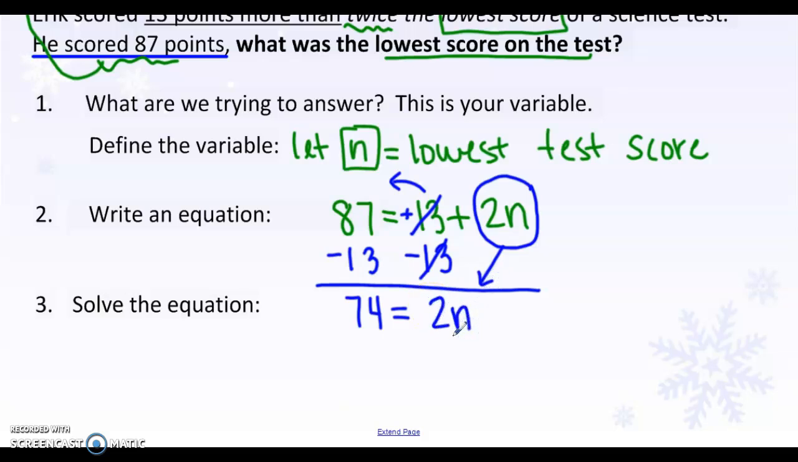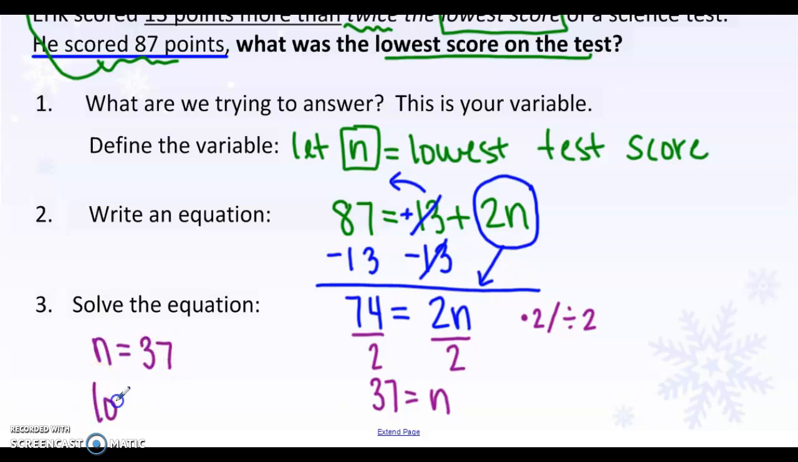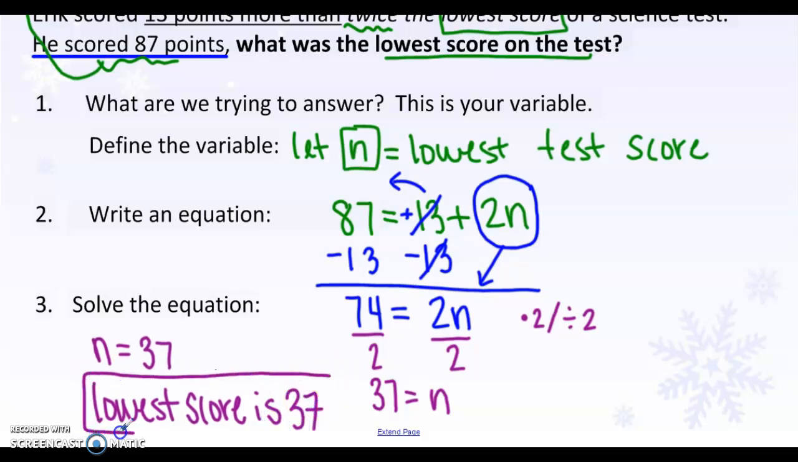2n. We still need to get the variable by itself, so we're looking to see what's happening to our variable, and right now the variable is being multiplied by 2, so to undo that, we want to divide by 2, and we have to do that to both sides. So that means 37 equals n, or n equals 37. That means the lowest score is 37. And let's hope that's not a percent.